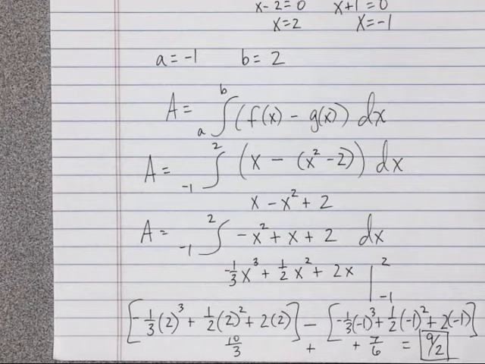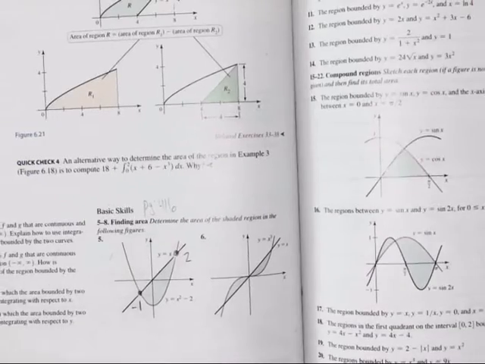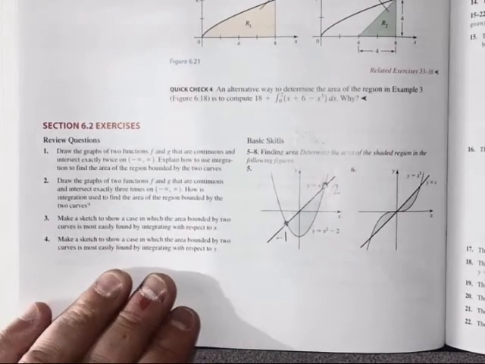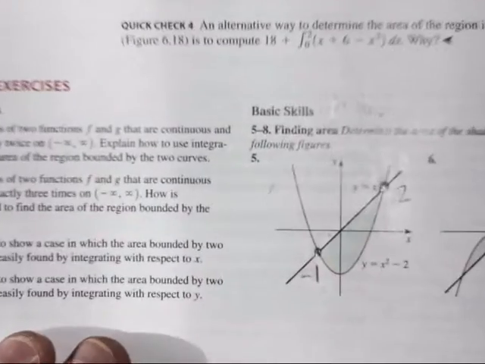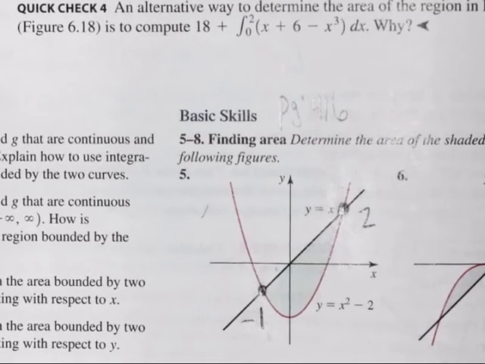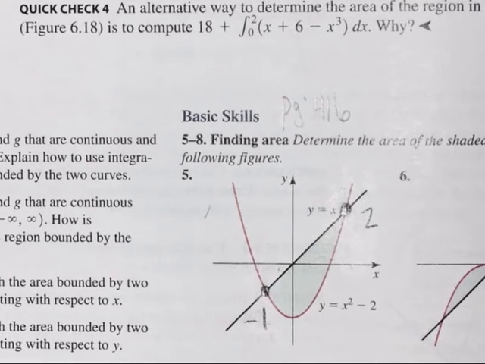So then, what does that mean in regards to our actual problem here? So if I go back to the graph, right, the area between those two curves would be 9/2. So this area here is 9/2. That's what that's telling us. Okay.